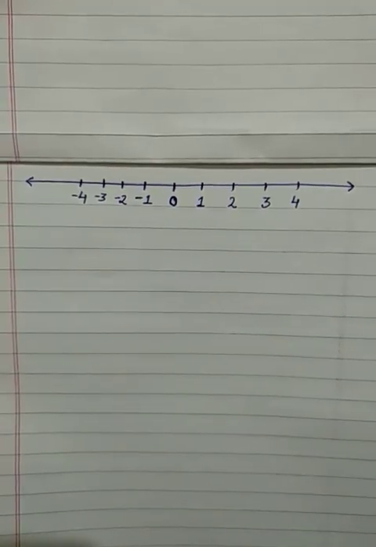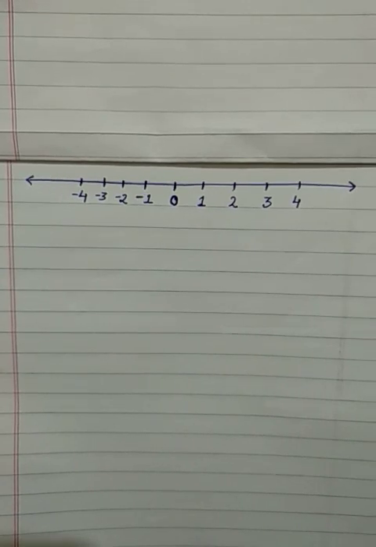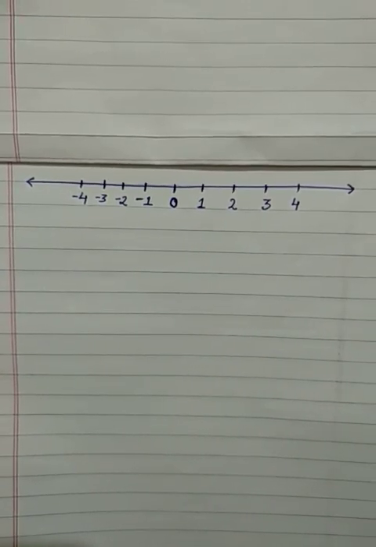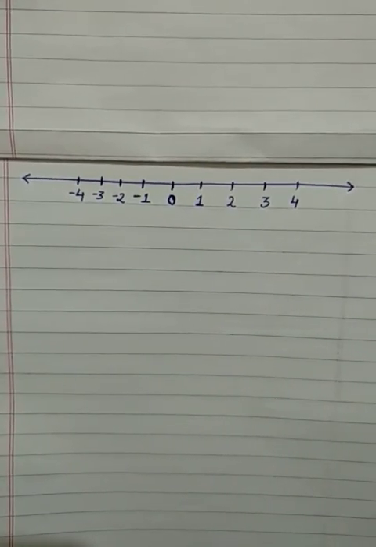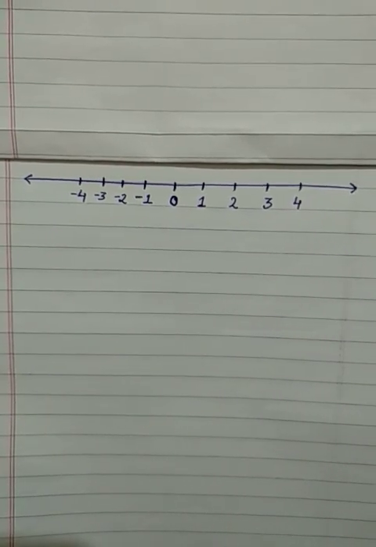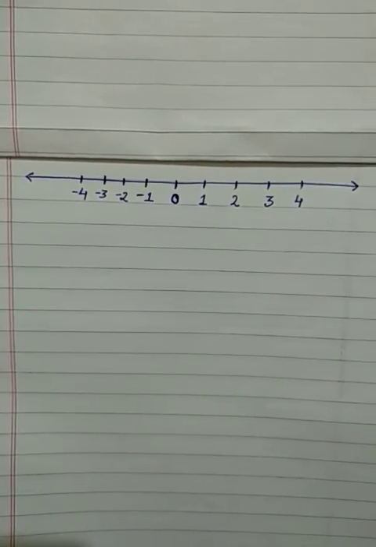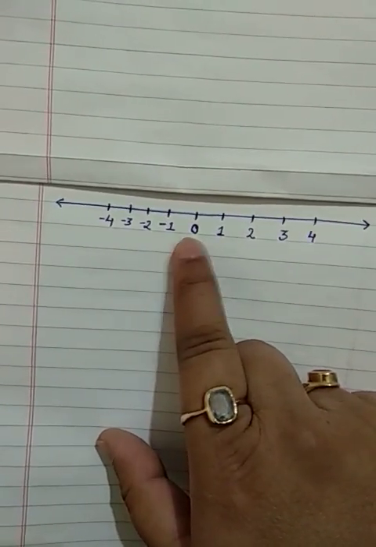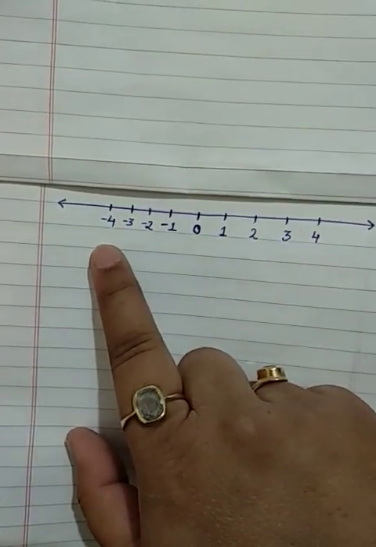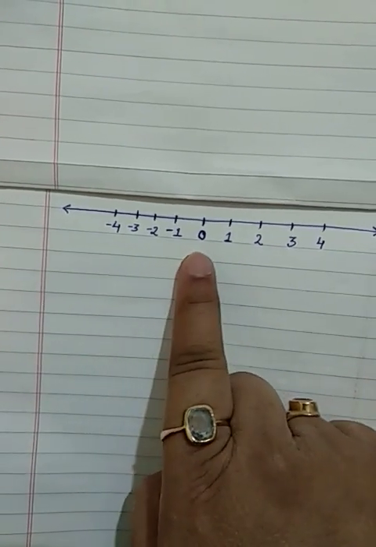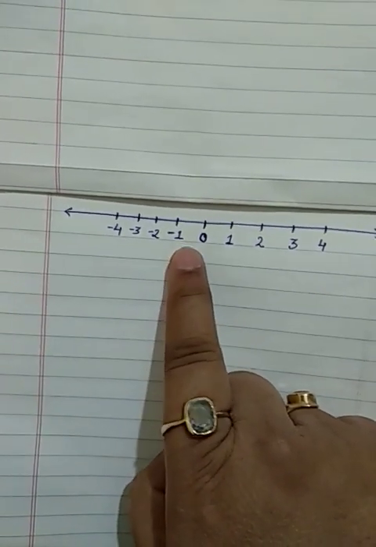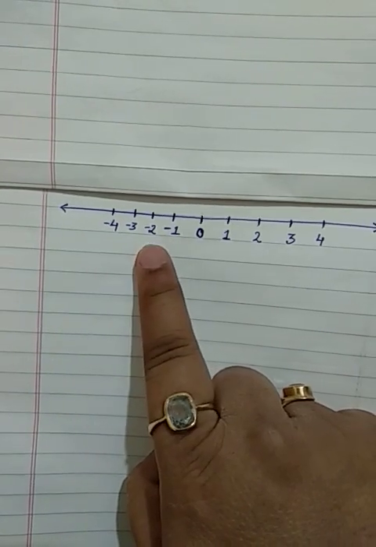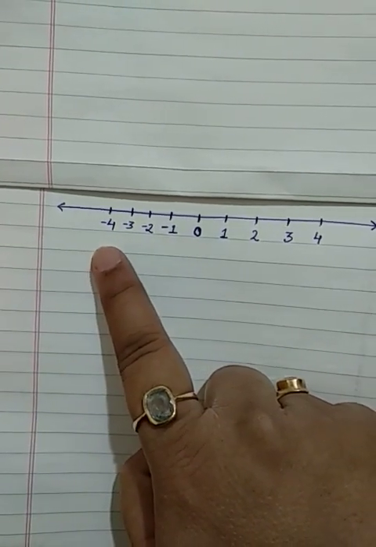As you can see, we have numbers on the left hand side which are mirror images of the numbers on the right hand side, but with a negative sign, with a minus sign. And since these numbers are written to the left hand side of 0, they are obviously smaller than 0. So we have minus 1, minus 2, minus 3, minus 4.